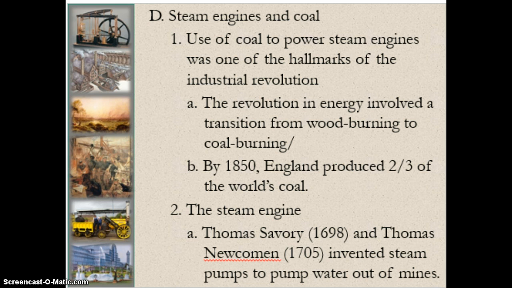When we go through this and we see this evolution happen, much of England as well as part of Europe were experiencing deforestation. Again, they're losing their forests. Why? Because they're cutting down trees so they can produce this processed wood, this charcoal. So by 1850, England produced 2/3 of the world's coal.